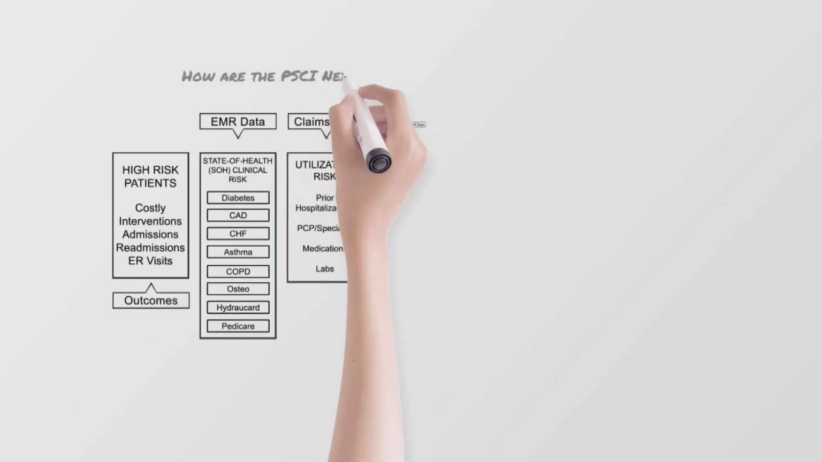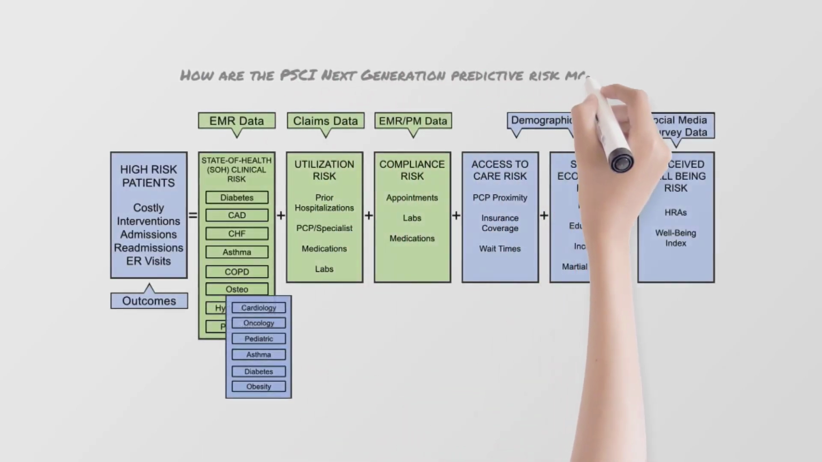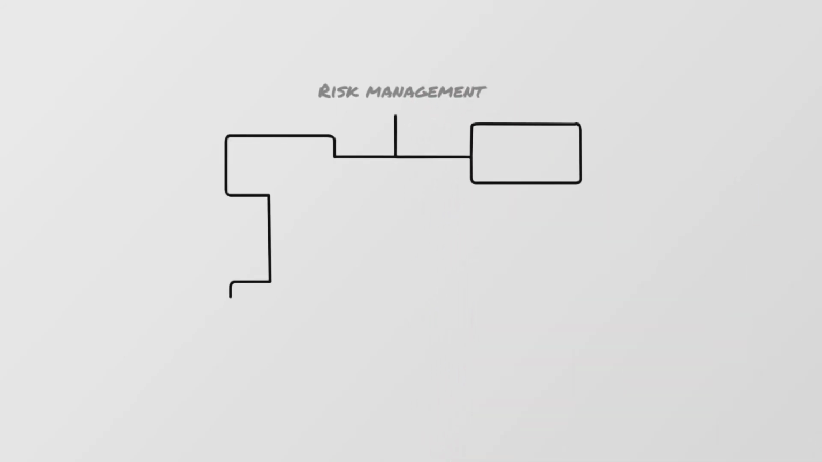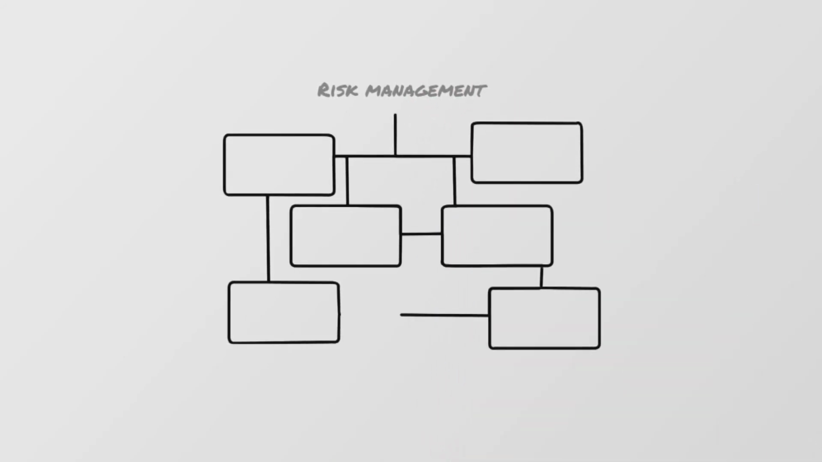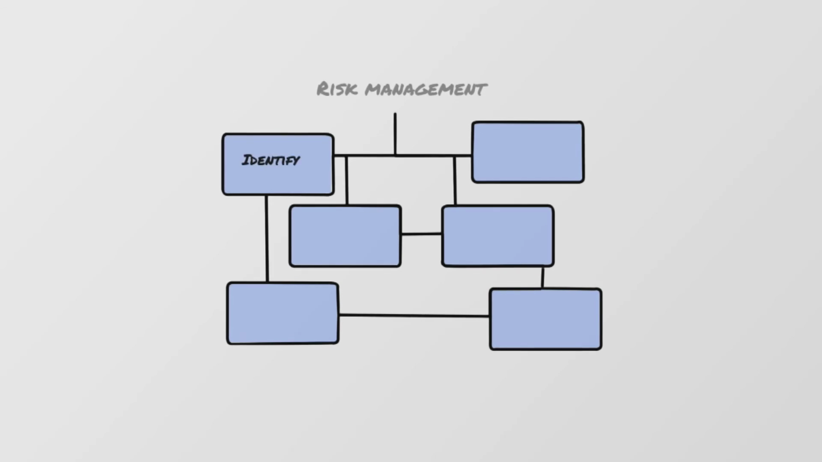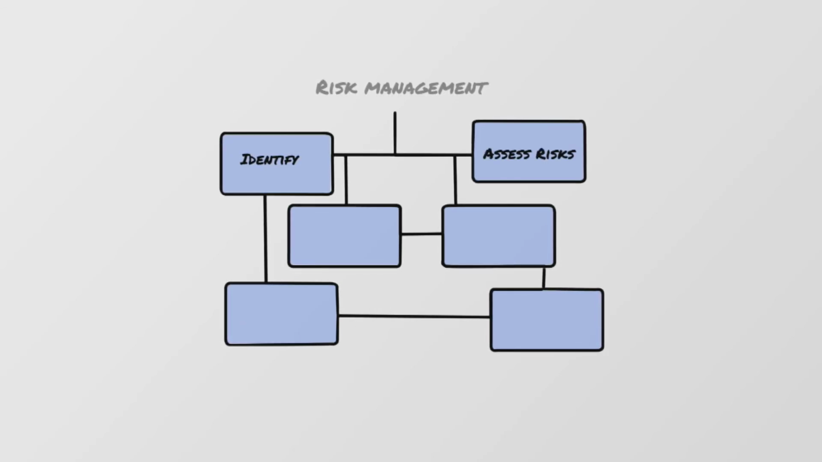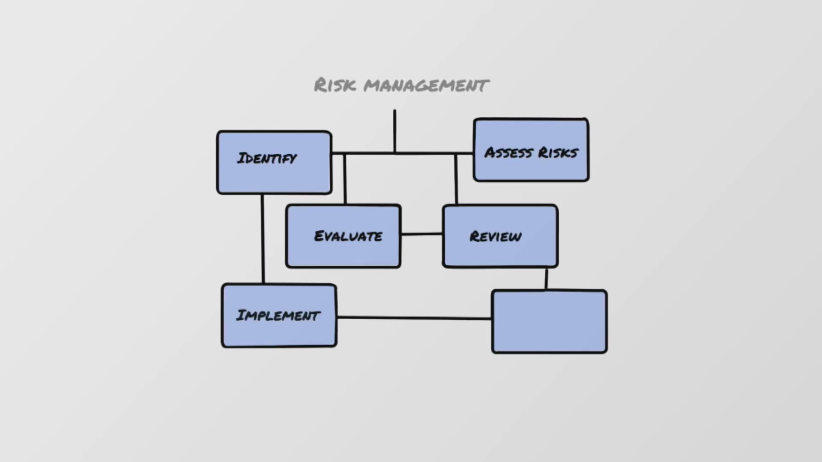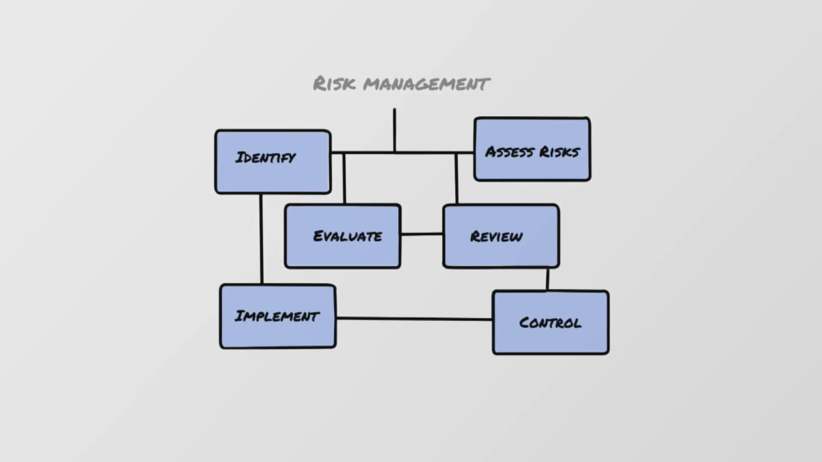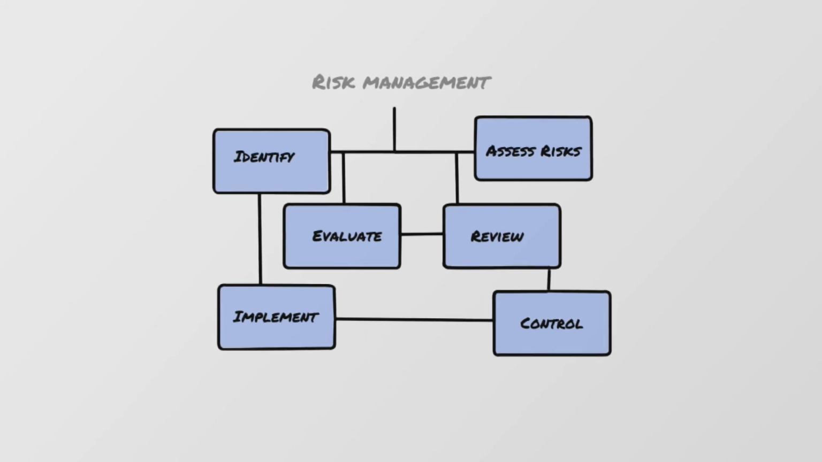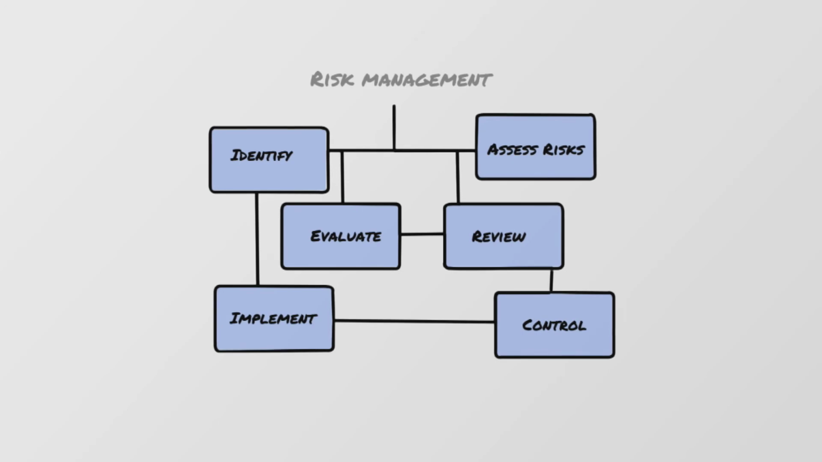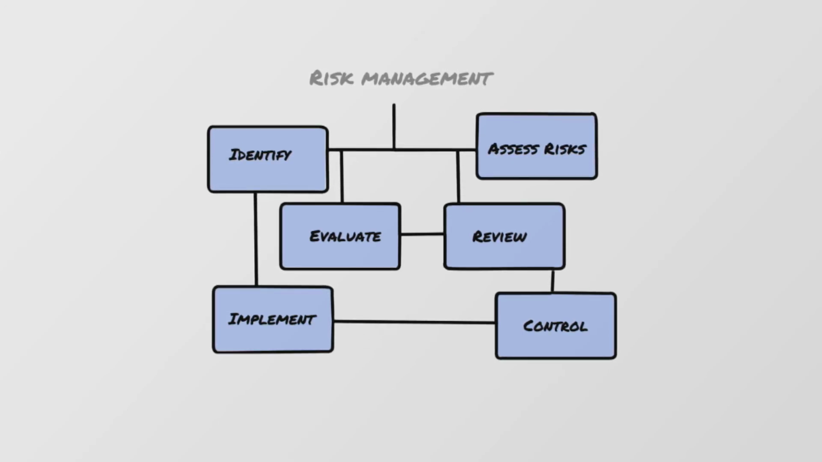How are the PSCI next-generation predictive risk models used? They are used to identify the risk factors for each risk score and design tailor-made care management programs to address them. The scores show the correlation of one risk to the other for a specific cohort of the population to decide which care management tools have the highest return on investment. One can start small based on currently available data and build over time as more data sources become available.